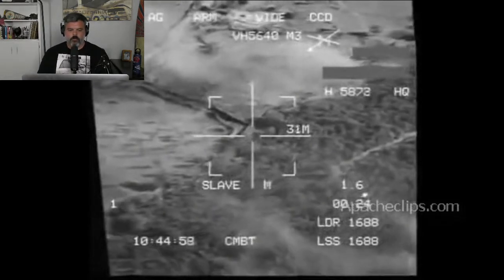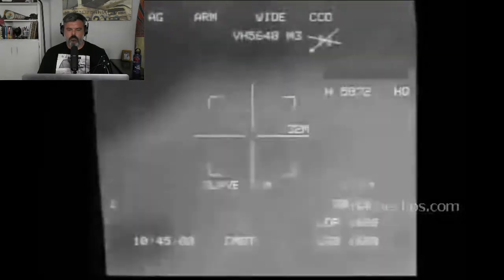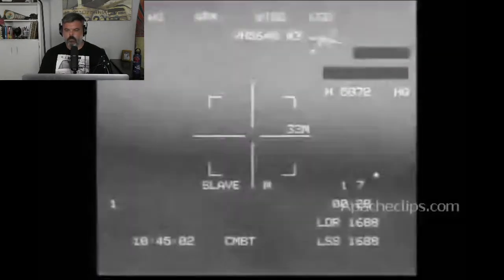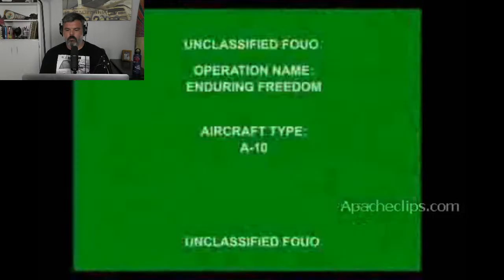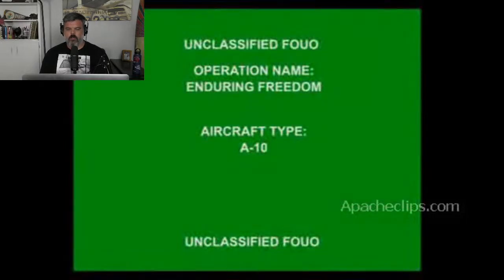I got 100 rounds. He's got 270. All right, we're running short on 30 millimeter. That's that. All right, so there we go.